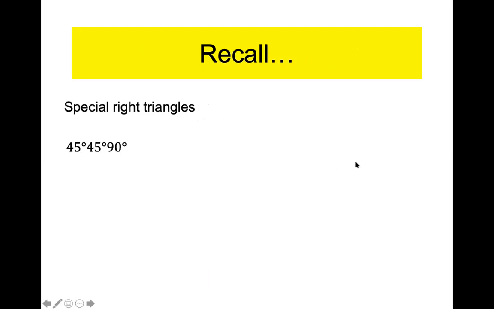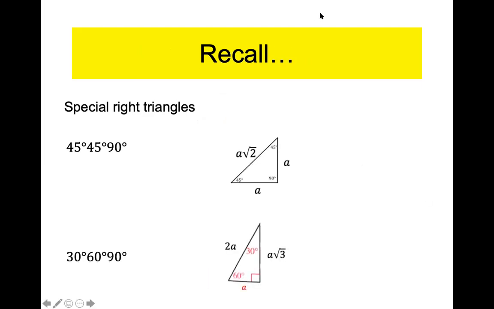So let's just review special right triangles before we do one. Remember, those come in two flavors, the 45, 45, 90 and the 30, 60, 90. Do we remember this? On a 45, 45, 90, the two legs are called A, and the hypotenuse is called A root 2. On a 30, 60, 90, the side opposite the smallest angle, that's 30, is called A. The other leg is called A root 3, and the hypotenuse is called double A, or 2A.